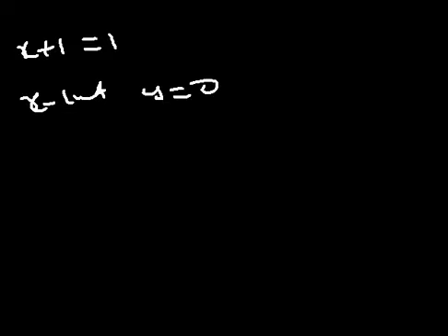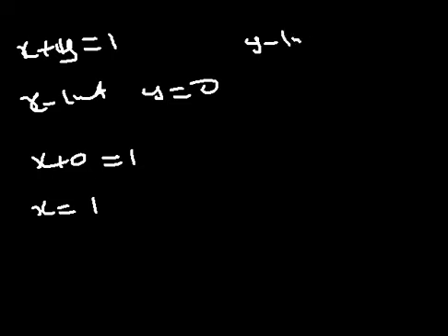Let's say we have x plus y is equal to 1. What is the x-intercept as well as the y-intercept? For the x-intercept, y is equal to 0, so in this case we'll have x plus 0 is equal to 1, so x is 1. And how about the y-intercept? On the y-intercept, x is 0, which means y is 1.